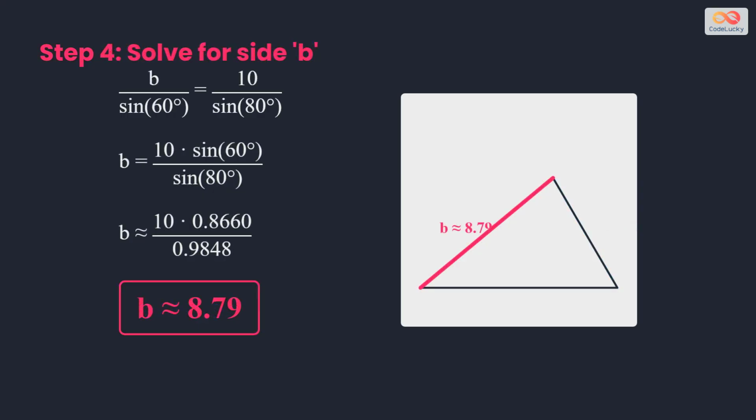Finally, let's solve for side b. We do the same thing. We set b over sine of 60 degrees equal to our known pair. Multiplying by sine of 60 degrees isolates b. 10 times sine of 60 divided by sine of 80 gives us approximately 8.79.